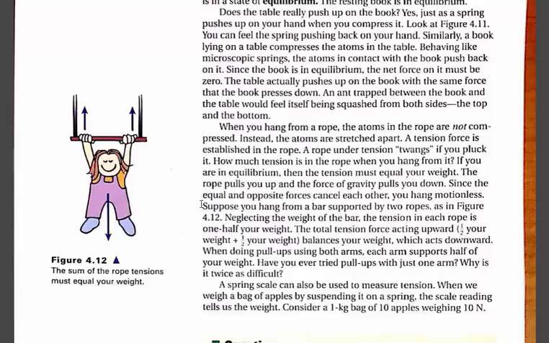Suppose you hang from a bar supported by 2 ropes, as in figure 4.12. Neglecting the weight of the bar, the tension in each rope is 1/2 of your weight. The total tension force acting upward is half of your weight plus half of your weight. Together that totals your entire weight. The total tension force acting upward balances your weight, which acts downward.